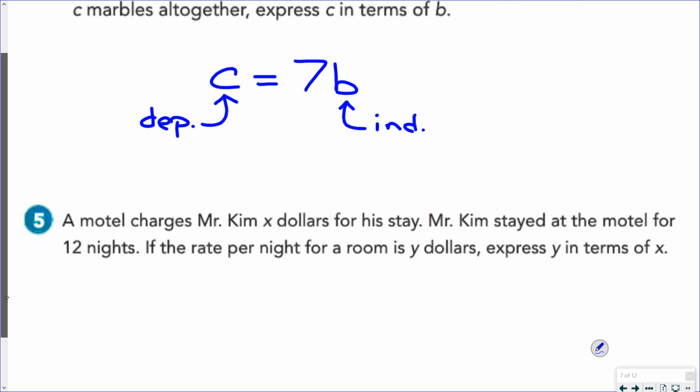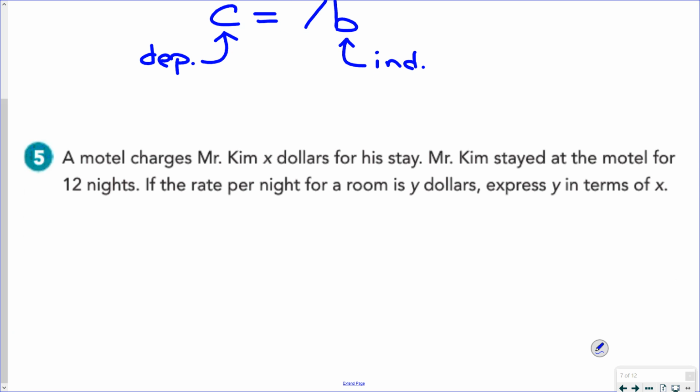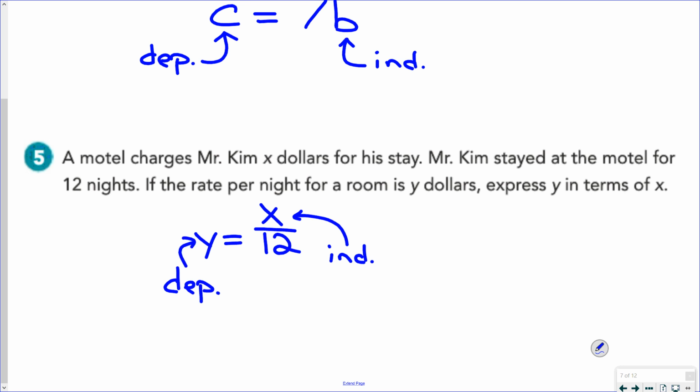And number 5, a motel charges Mr. Kim X dollars for a stay. Mr. Kim stayed at the motel for 12 nights. If the rate per night for a room is Y dollars, express Y in terms of X. So Y in terms of X means it's Y equals. And if they charge him X dollars for his stay, that's the entire time he was there. So to find out how much it was per night, Y equals X divided by 12. And for this one, X is our independent variable, and Y is our dependent variable.